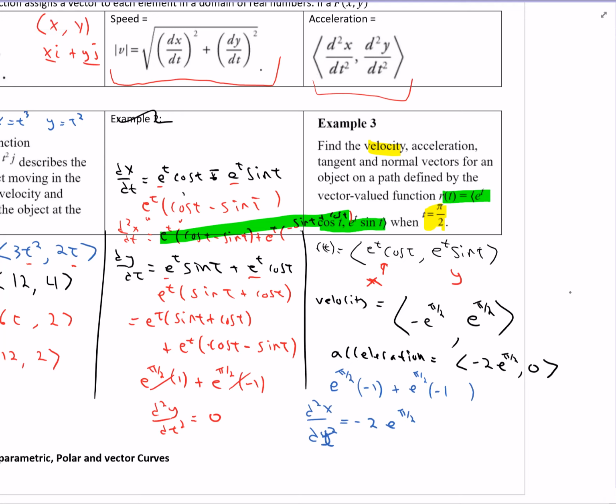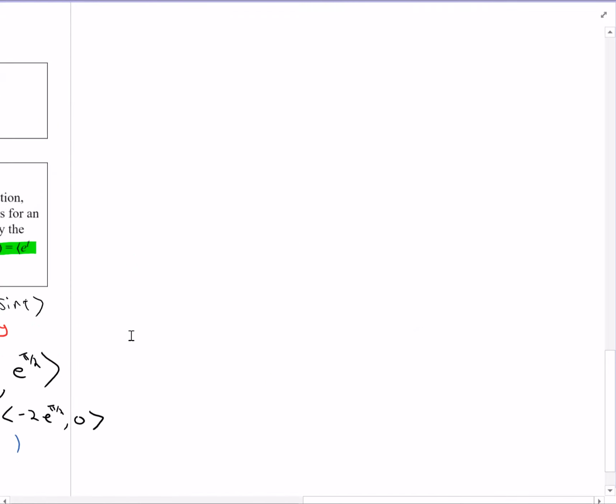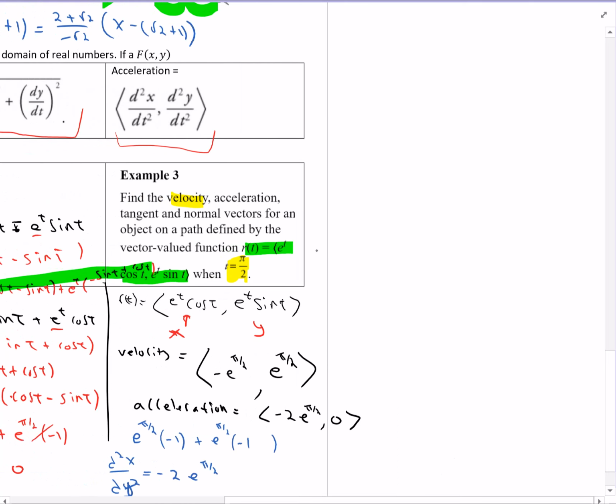Okay, this next part, I don't know if they actually asked this on the AP exam or not, but I'll have to look it up and see if they do, but let's go ahead and do it anyway. The next piece they're asking is to find the tangent vector and the normal vector. Basically, a tangent vector would be something that's tangent to the curve, and the normal vector would be the one going in the perpendicular direction to it.